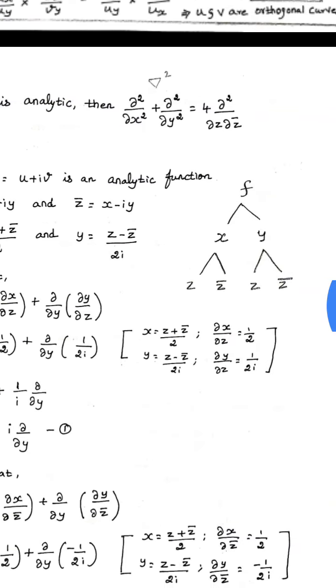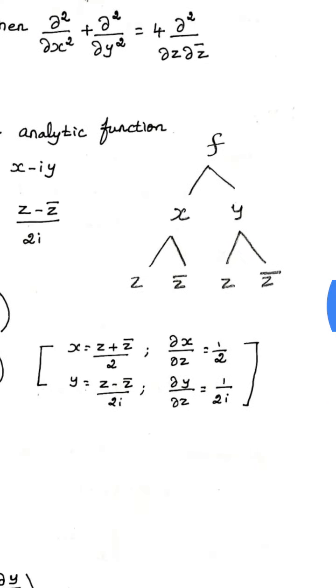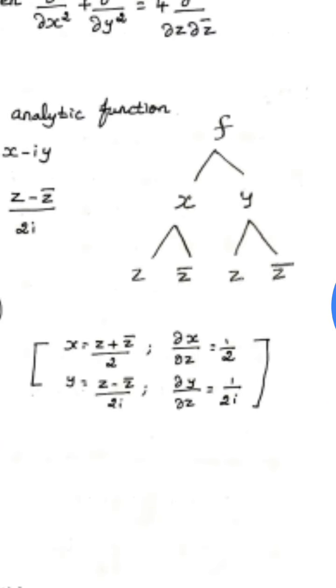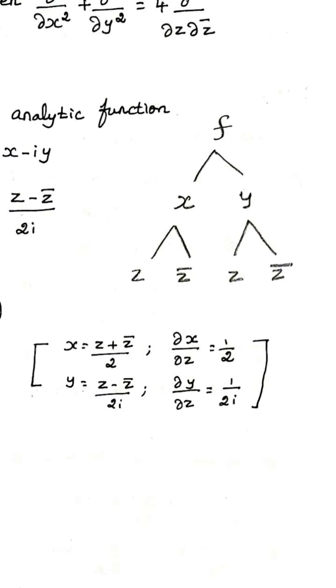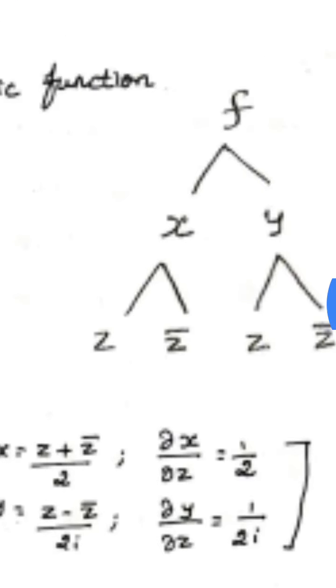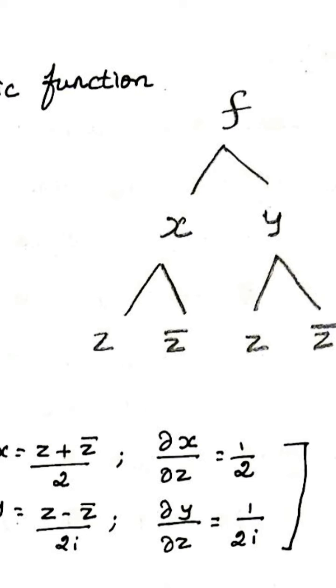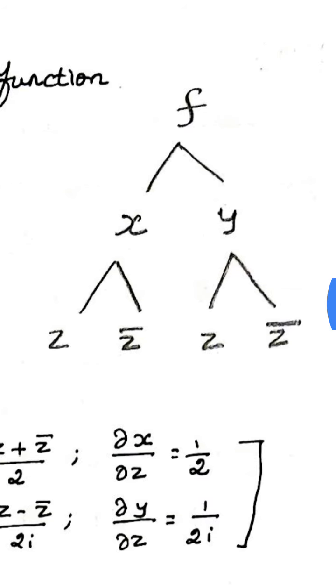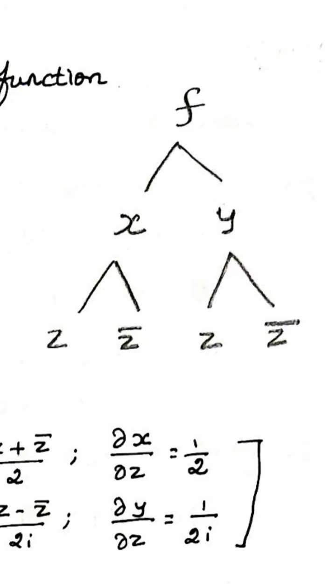Anyway, I'll give a clear idea from this diagram. From this diagram, f is a function of x and y, and x and y are functions of z and z bar. Now how will you find dou f by dou z? We already studied in the last semester how to find it: dou f by dou x into dou x by dou z, plus dou f by dou y into dou y by dou z.